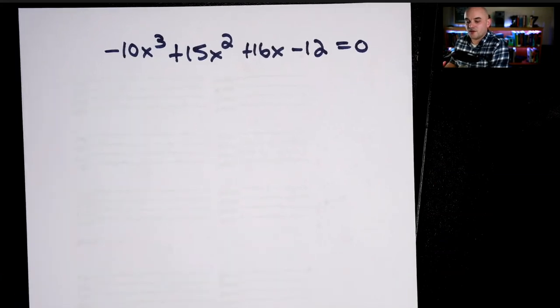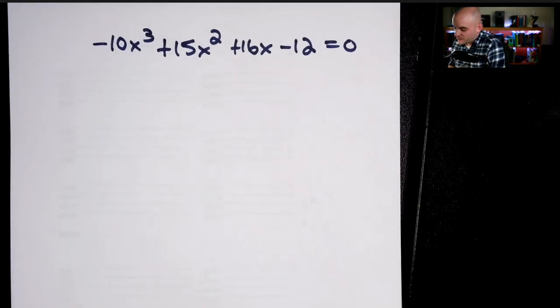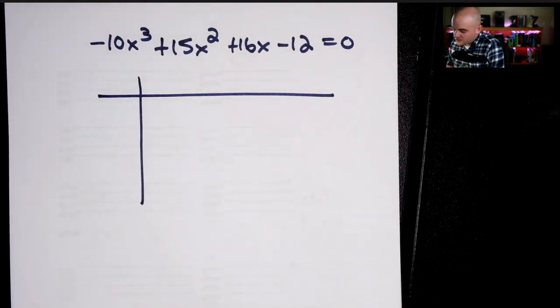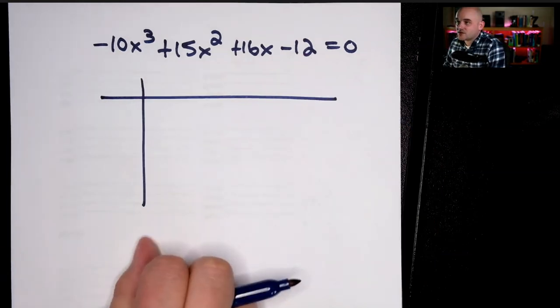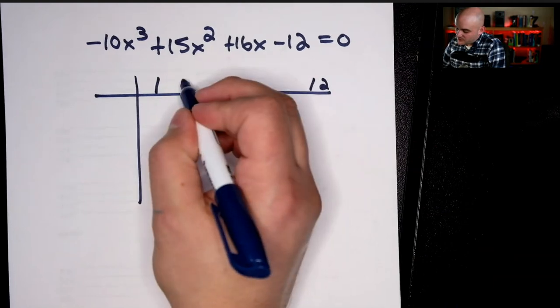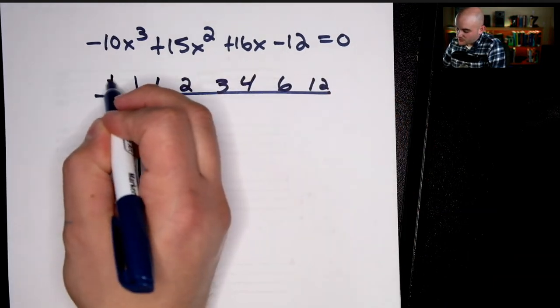So you can pause the video and try it if you want to, but there's a few tricks we're going to have to do to get us to the final solution. All of them you should know, it comes back from a long time ago. I'm going to set up my possible rational roots. Remember, we want factors of negative 12. So I know I got 1 and 12. I've got 2 and 6, and then I'm going to have 3 and 4, and these are plus or minus.